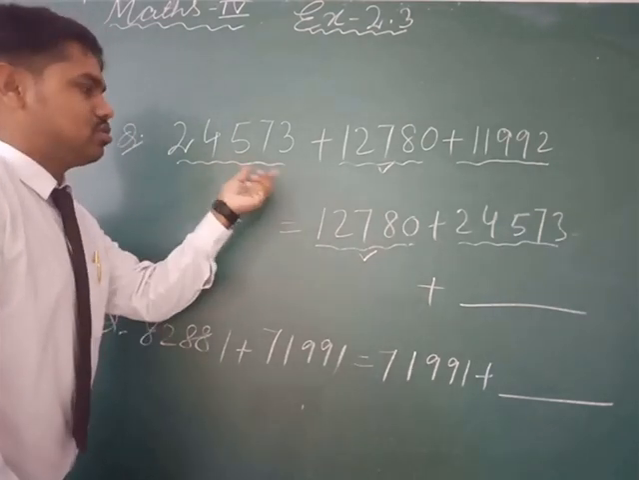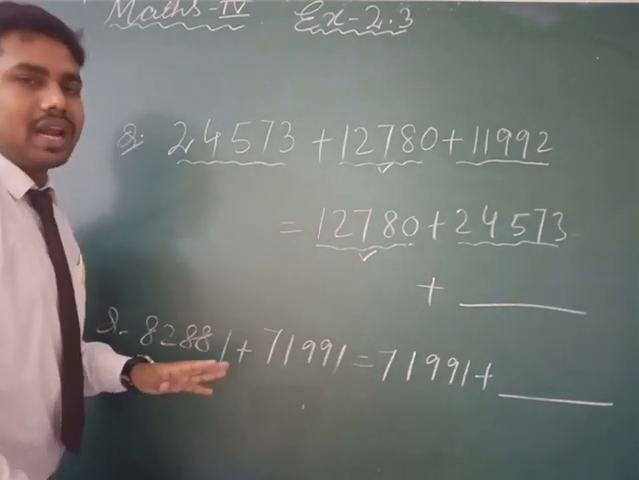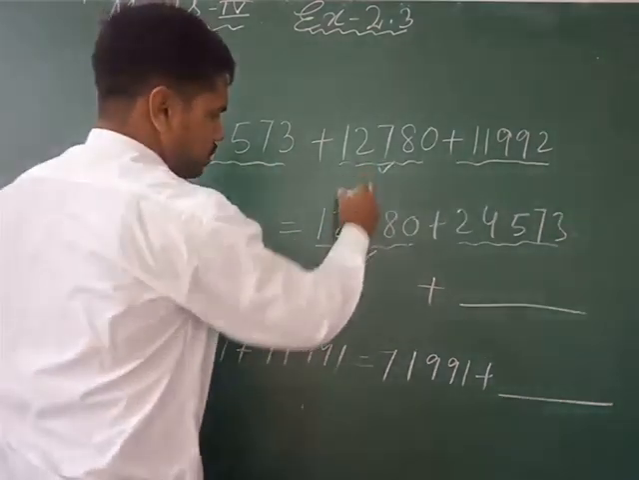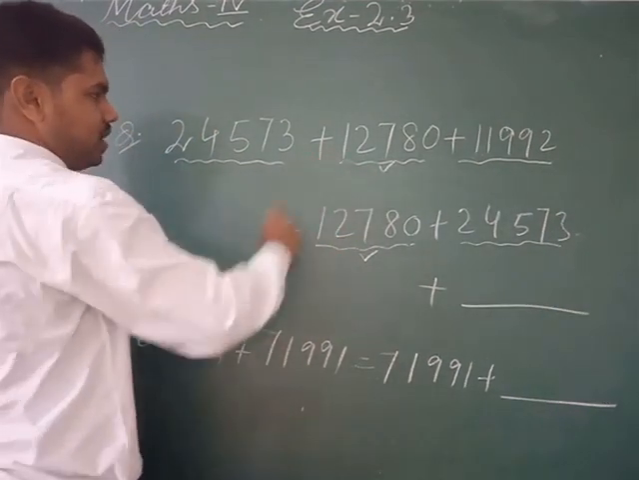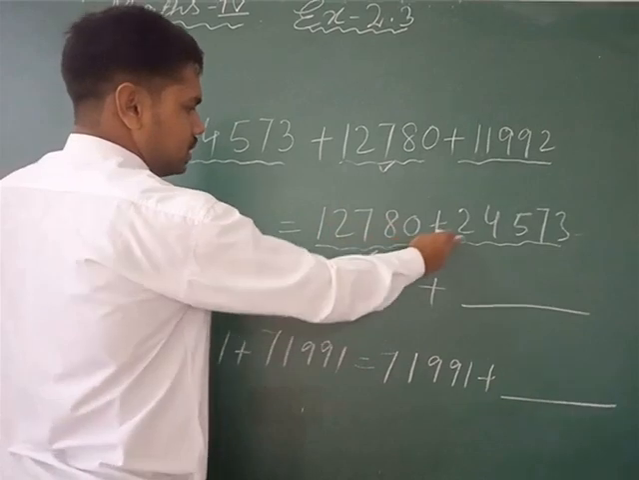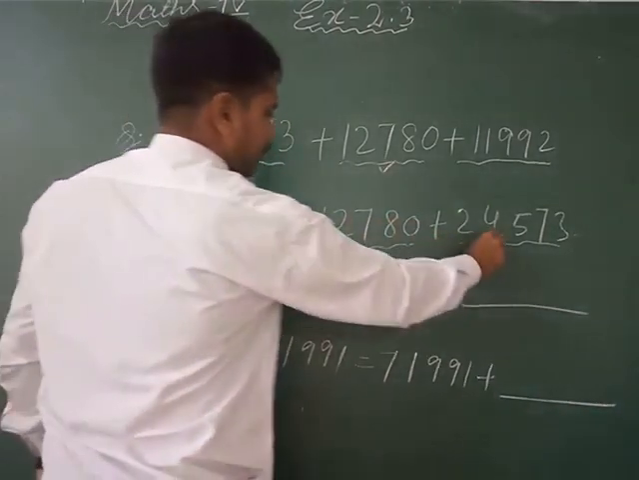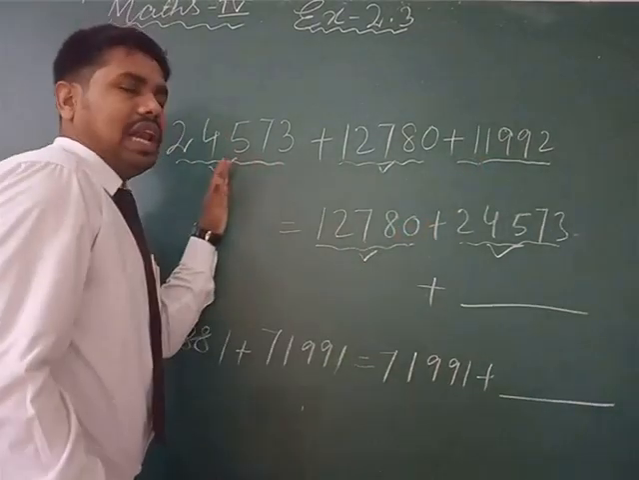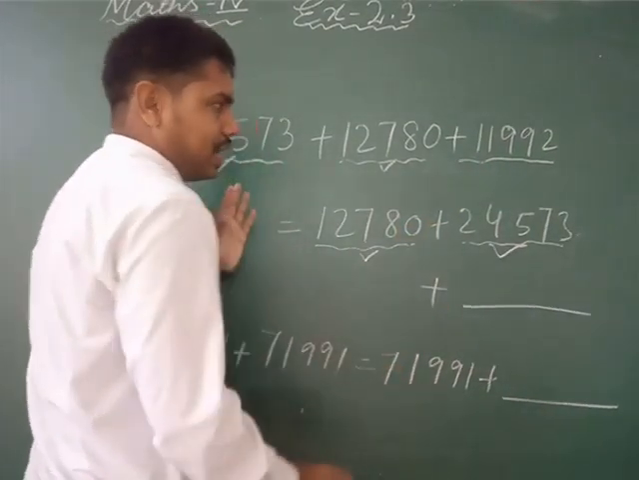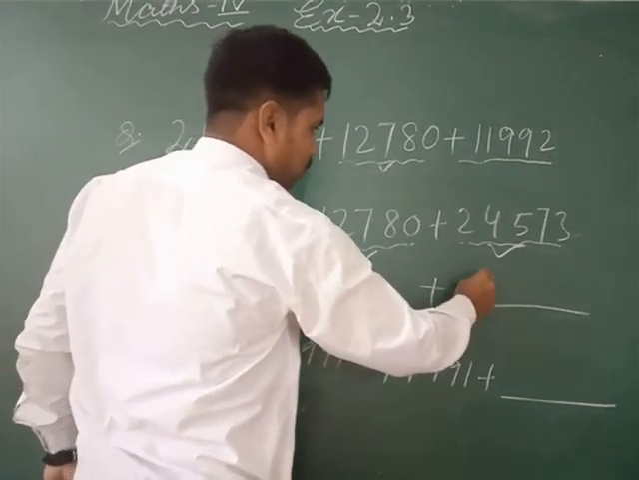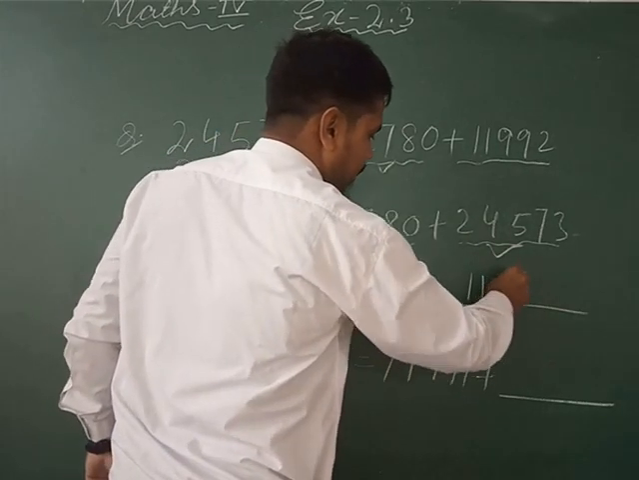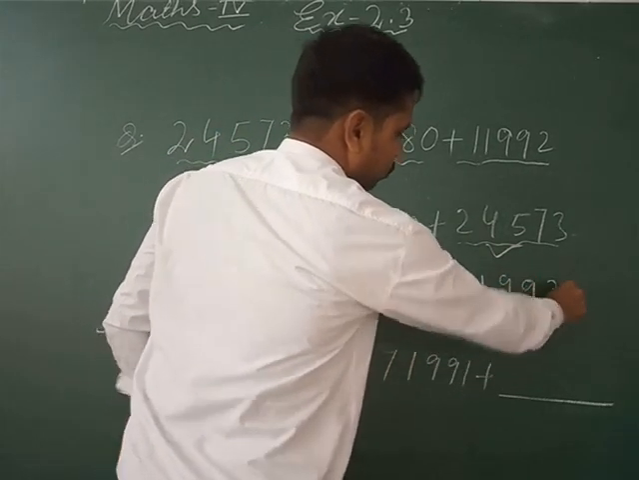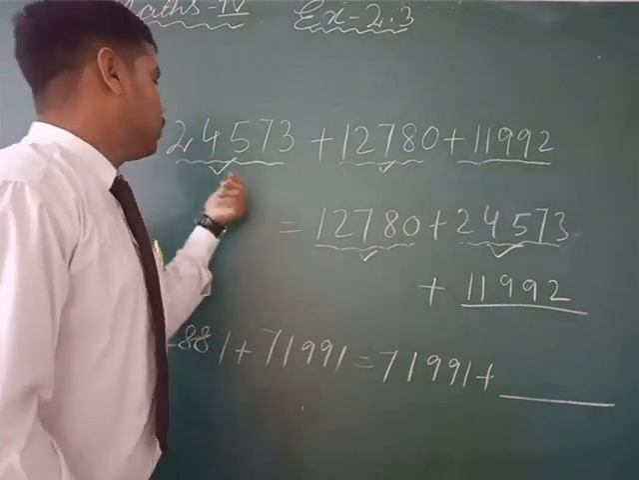That means the left hand side should be the same as the right hand side. So here this number is there in the right hand side also and the left hand side also. This number is also there in both left and right hand side. But this is the number which we have in the left hand side but not in the right hand side. So definitely this much we have to add to make this equal. So 11992. This will be the required answer of this question.